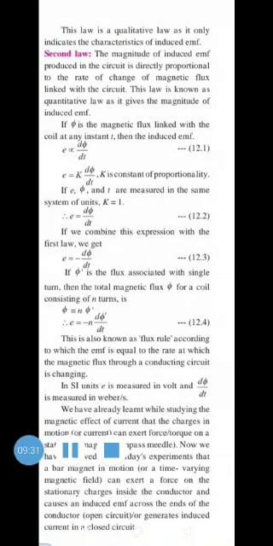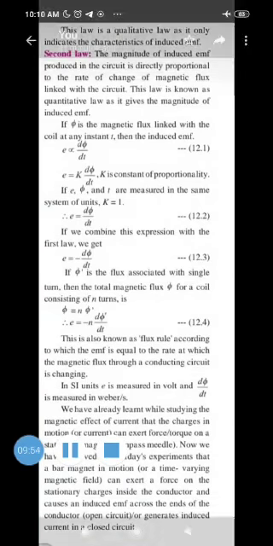Now Faraday's second law states that the magnitude of induced EMF is directly proportional to the rate of change of magnetic flux linked with the circuit. This law is a quantitative law, since it gives the magnitude of induced EMF. Therefore the first law is qualitative and the second law is quantitative, or we say that the first law gives the cause of induced EMF and the second law gives the magnitude of induced EMF.